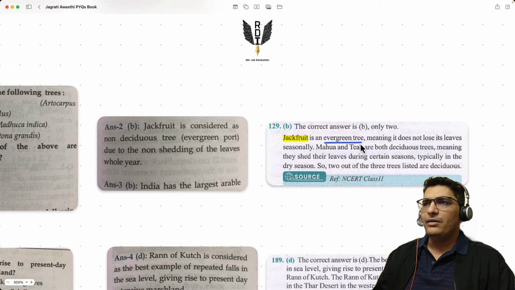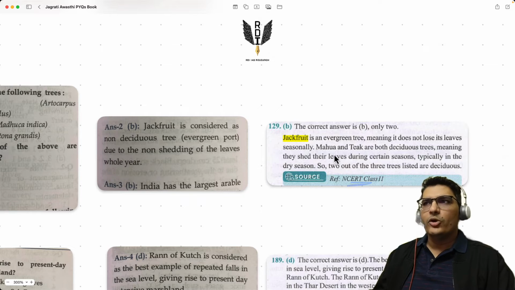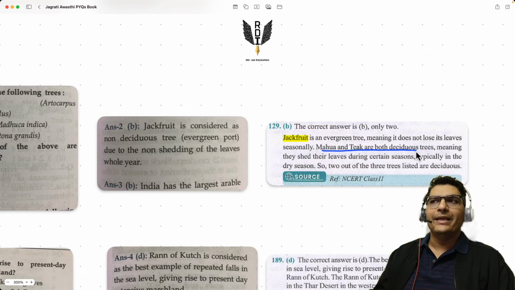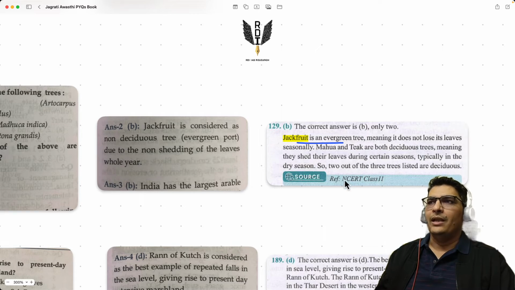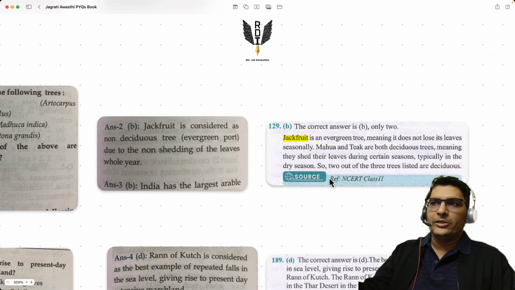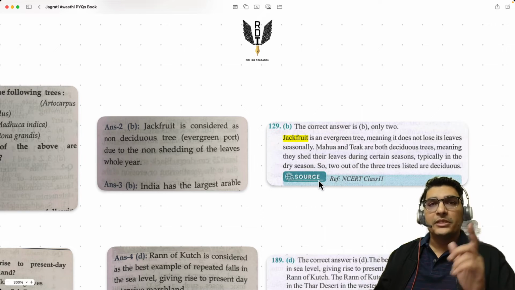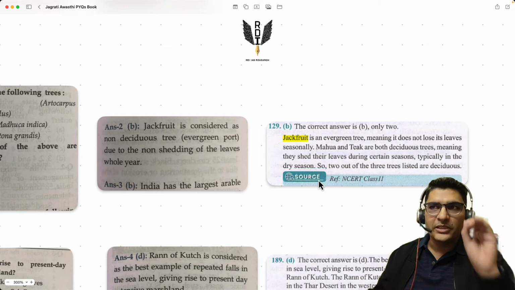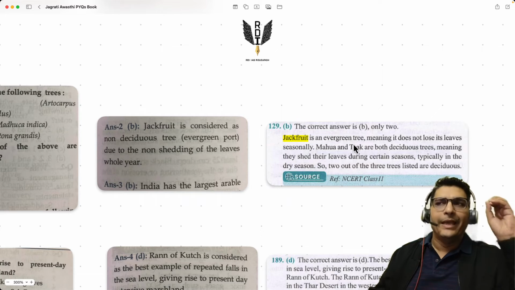Jackfruit is an evergreen tree, that's okay. Mahua and teak are deciduous, that's okay. But the problem is they've given the source as NCERT class 11th. This book does talk about mahua and teak being deciduous, but it does not say that jackfruit is an evergreen tree, right? So this is kind of just a partial reference they've given. If somebody tries to look up jackfruit in the class 11th book, they will not get it. In fact, I've researched all the books from 6th to 12th. That jackfruit is an evergreen tree is not mentioned in any NCERT.